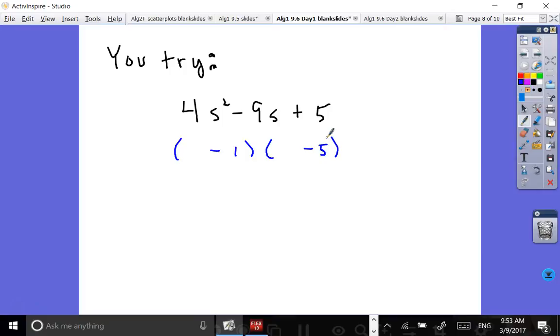Who's going to get it? Who's going to be the first to guess it? Yeah, you just wish it was 2s and 2s. It could be 2s and 2s.